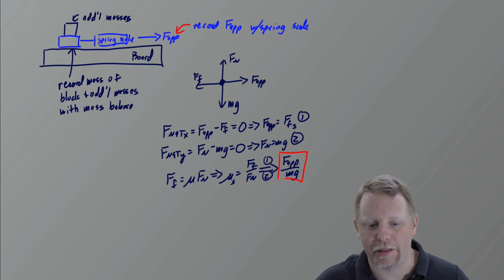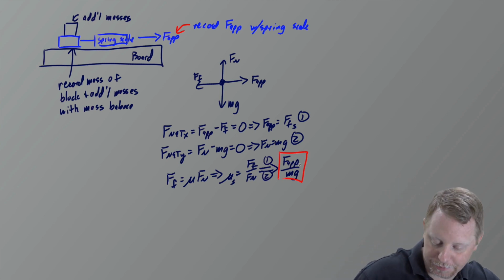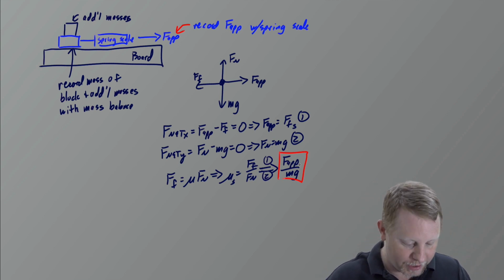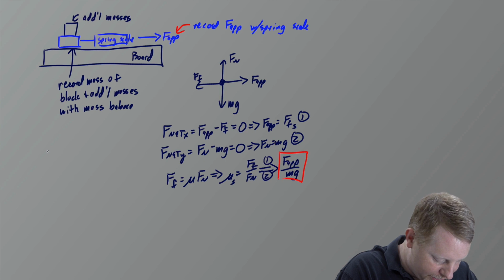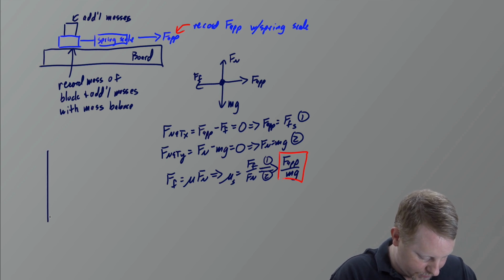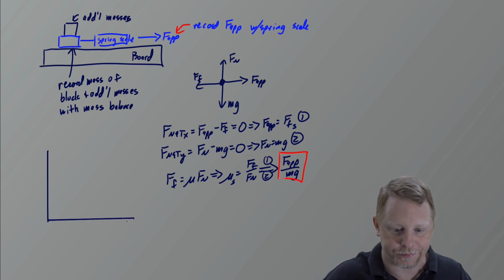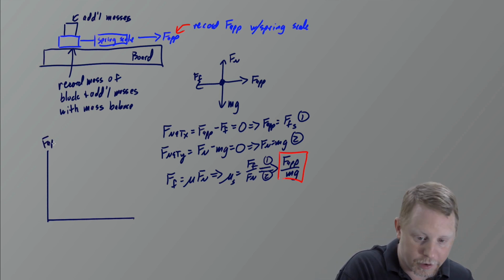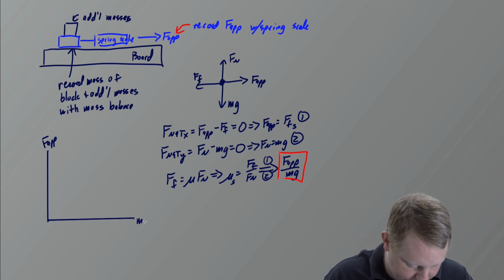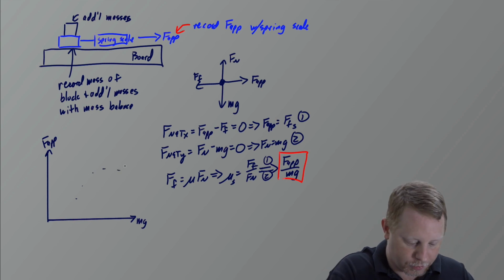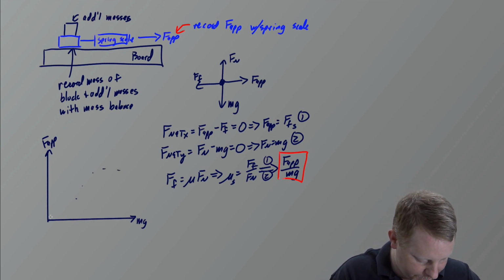We could then plot the applied force reading from the spring scale on the y-axis versus the weight of the block and additional masses on the x-axis, and use the slope of that line to find the coefficient of static friction. Let's go ahead and plot that out briefly. When I did my answer, I even made a little graph to show what it would look like. We have our applied force on the y, we have our weight on the x. Wherever our points happen to be, we'll draw our best fit line.